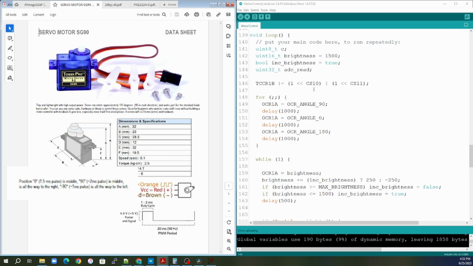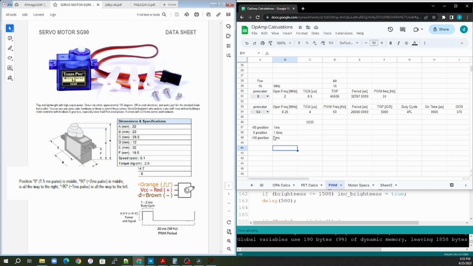And you can see over here, they basically have three settings, the far left, the middle, and the far right position. We can see that they describe it as a 0, a minus 90, and a positive 90. So when we're looking at those values, it says that the minus 90 position is going to be a 1 millisecond pulse. The 0 position is going to be a 1.5 millisecond pulse. And the positive 90 position is going to be a 2 millisecond pulse.